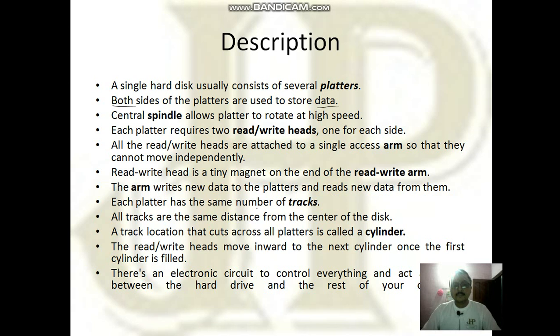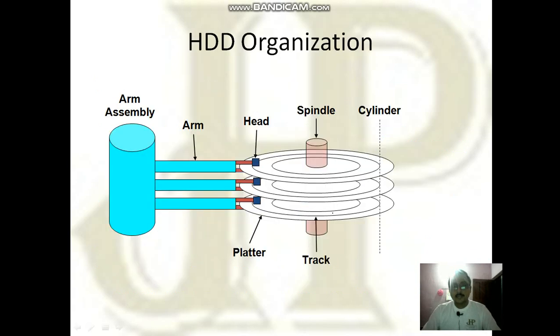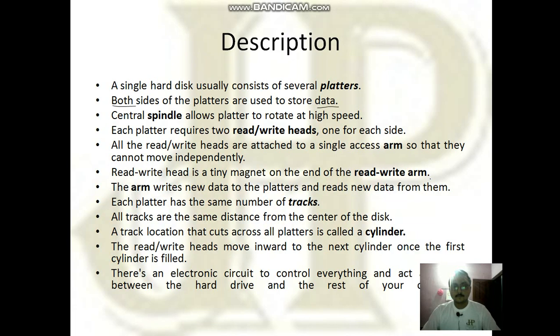Each platter has the same number of tracks. Platters are divided into tracks and sectors, and these tracks are equal in quantity in each platter. So, all tracks are the same distance from the center of the disk. It is a very clear point.